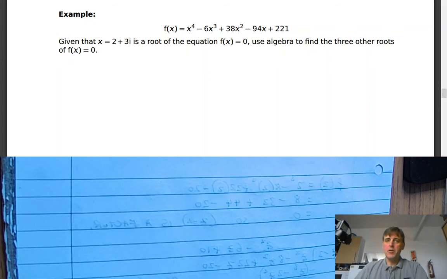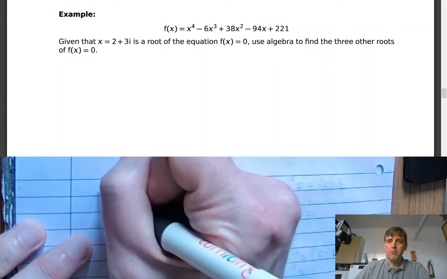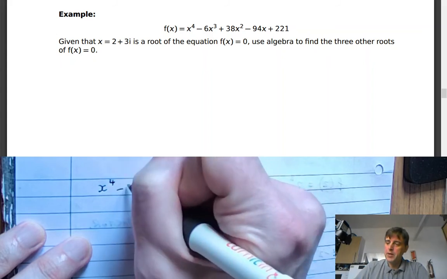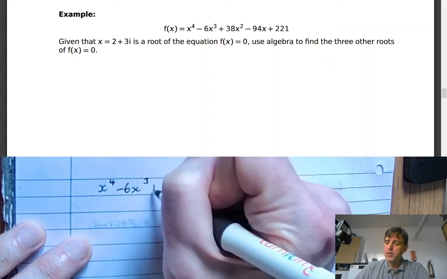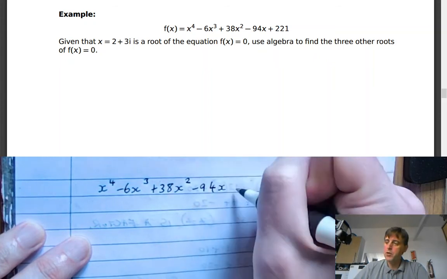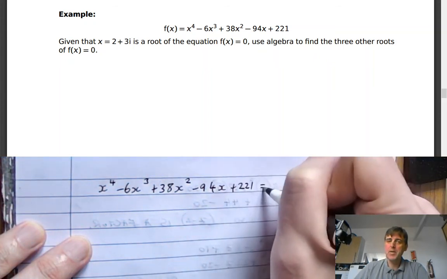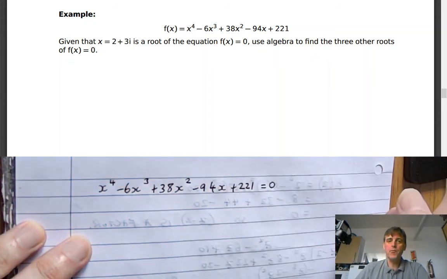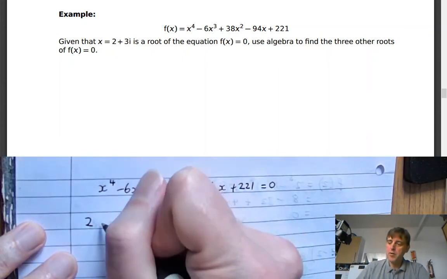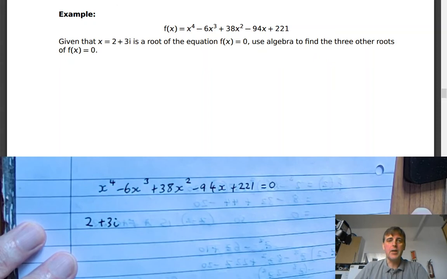Alright, so we've got our equation here that we're trying to solve. It is x to the power 4 minus 6x cubed plus 38x squared minus 94x plus 221 equals 0. And we've been told that 2 plus 3i is a root of this equation. So we've been given that root.